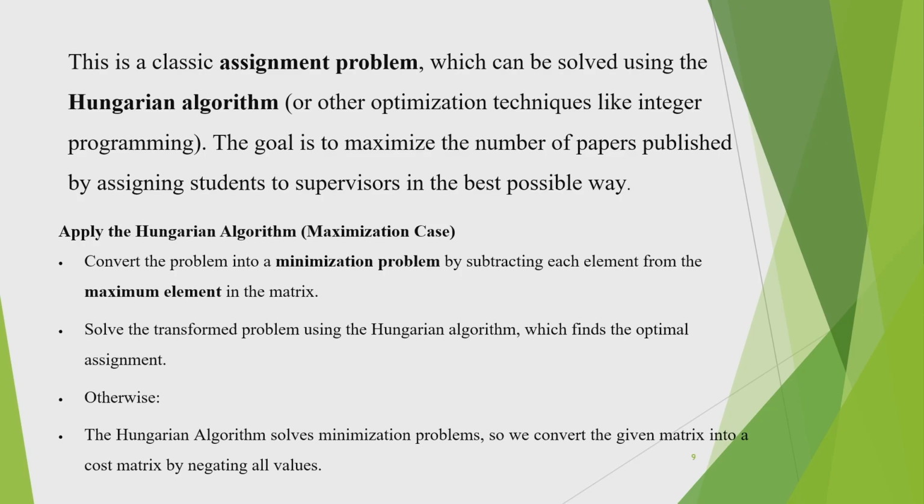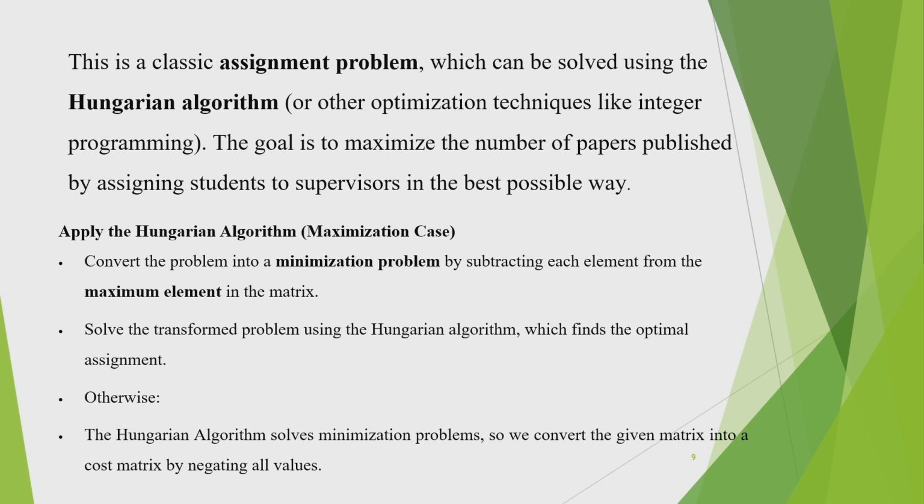So it is the reverse problem. Now we have to maximize these numbers, not minimize. Earlier we had to do that. So it is a classic assignment problem which can be solved using the Hungarian algorithm or another optimization technique, of course integer programming, which I have not taught yet. The goal is to maximize the number of papers published by assigning students to supervisors in the best possible way. Now apply the Hungarian algorithm, maximization case.